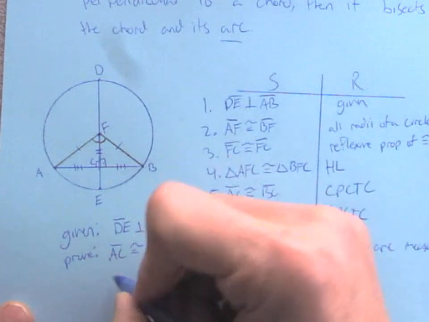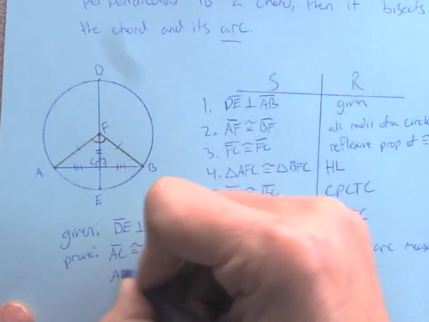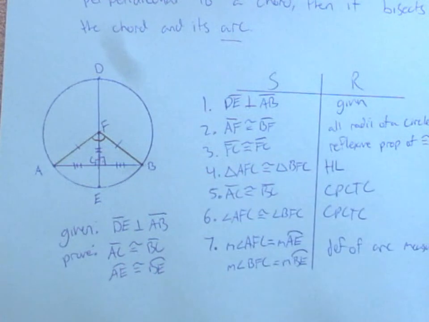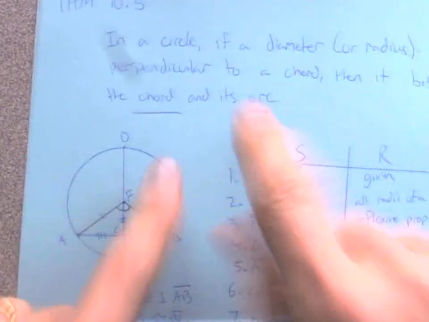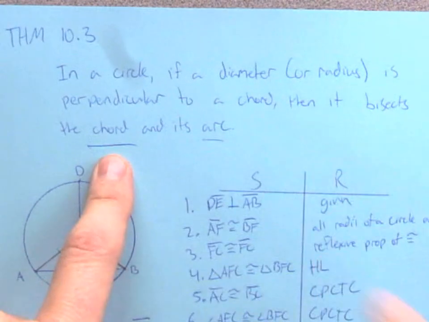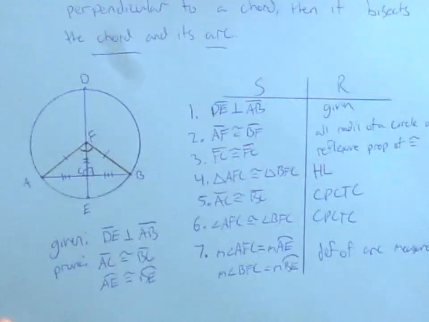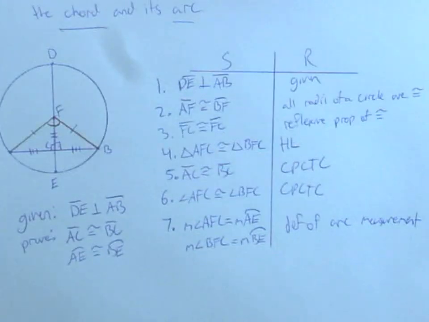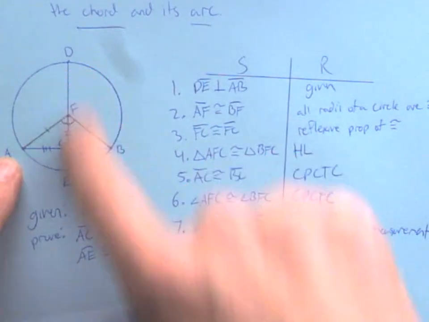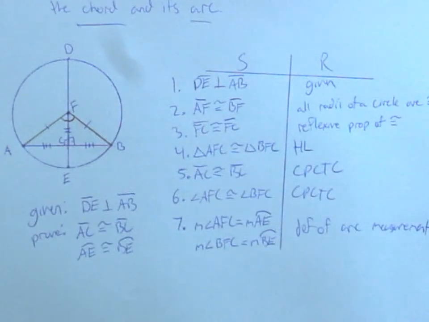Okay, so let's add what we're trying to prove: AE is congruent to BE. So that's where we're going. I kind of jumped the gun and started adding lines, and you might have been wondering why we're adding lines. Well, remember there's two parts to this. It bisects the chord and its arc. In step 5 we had this, now we're trying to go to this. And again, if we can show that this and this are equal to each other, then we know this cuts it in half.